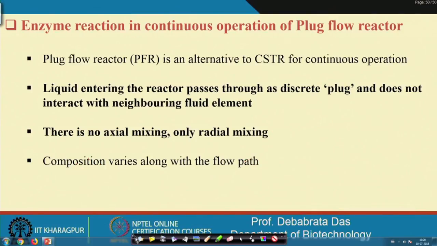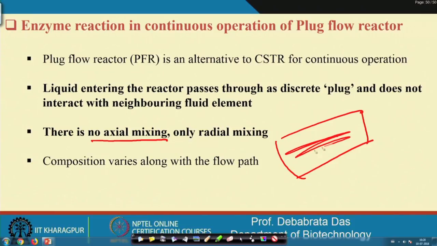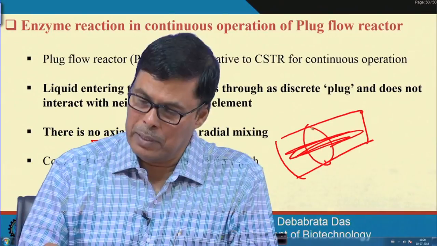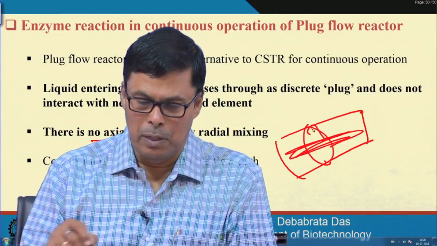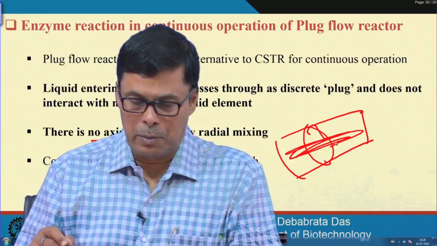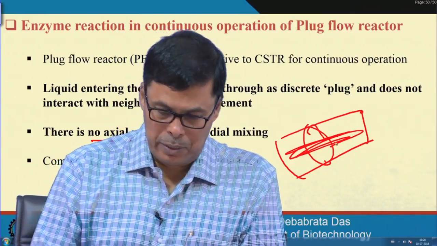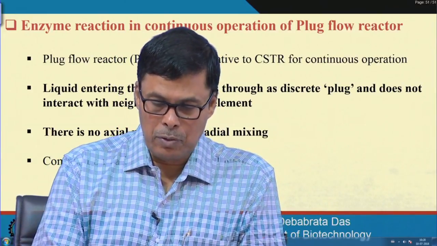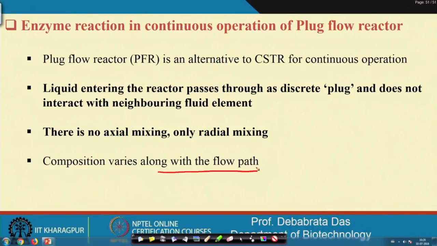But here one thing is that there is no axial mixing. Axial mixing means when it goes like this, there should not be this side axial mixing. There might be radial mixing. Radial mixing is permissible, but axial mixing is not possible. Axial mixing actually takes place in case of CSTR. The composition varies along the flow path that I have already explained.